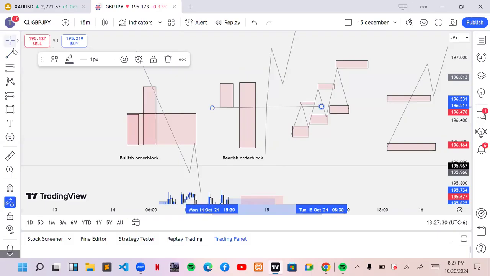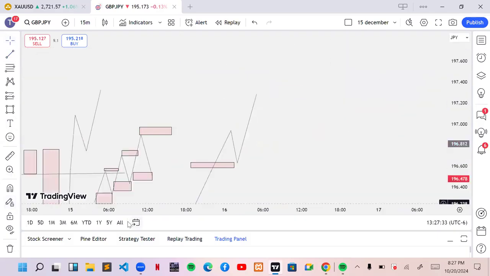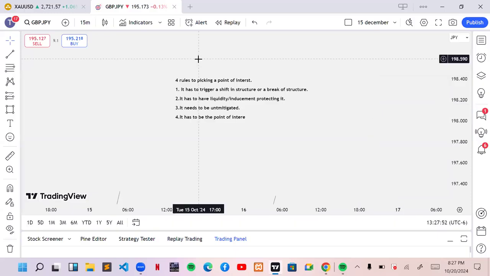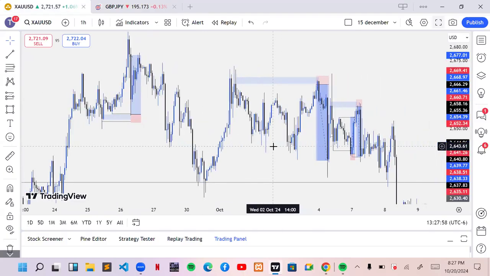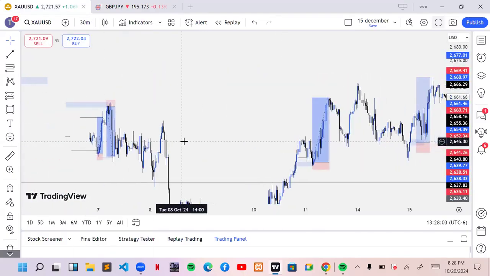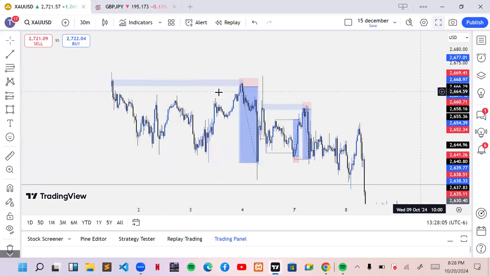Now, how do you know when to make use of which POI? How to know when to make use of the order block and when to make use of the breaker block? There are four key rules I pay attention to when picking a point of interest so that I can know how to pick the valid one. Number one rule that I pay attention to is it has to trigger a shift in market structure or a break of structure. You have to make sure that your point of interest triggers a shift in market structure or a break of structure. While I'm going through those rules, I'll be giving an example with a trade I took.